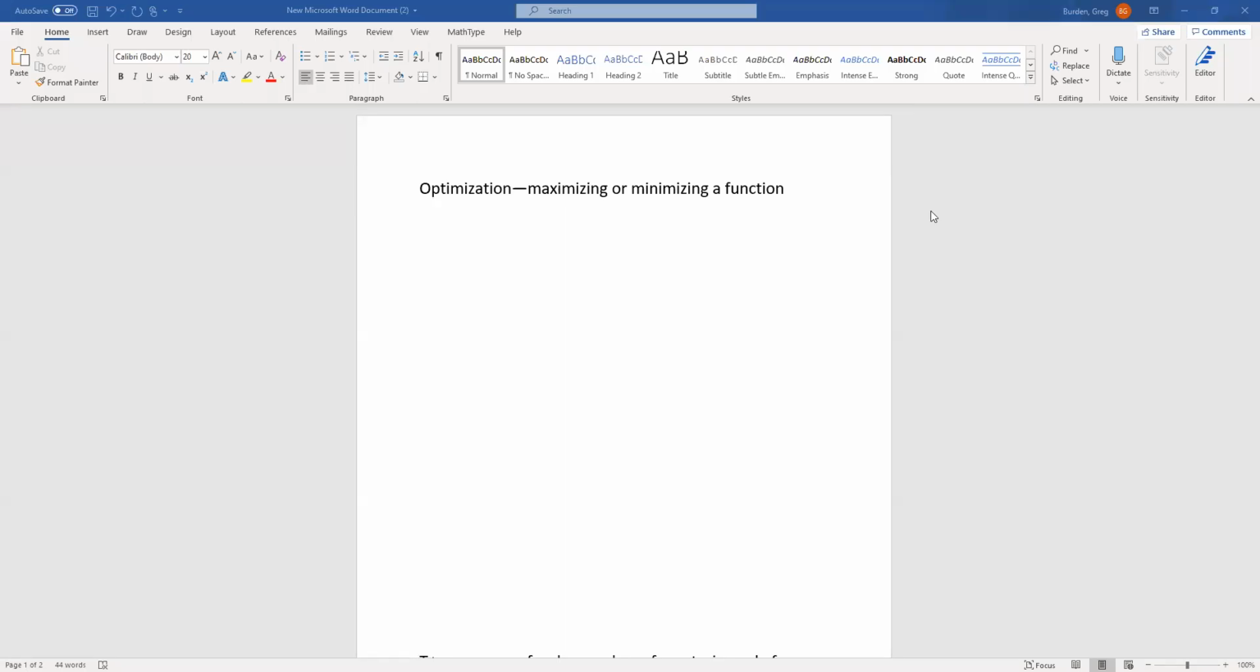One of the most important uses of mathematics is in what's called optimization. Optimization: to optimize something, to make it as good as possible, make it its best. And there are actually a couple of types of that. One is maximizing something. The other one is minimizing something.